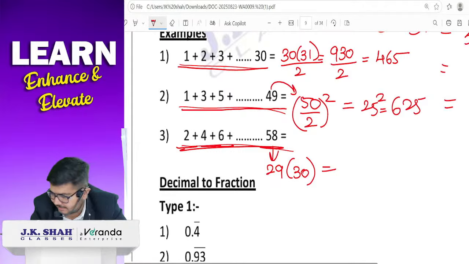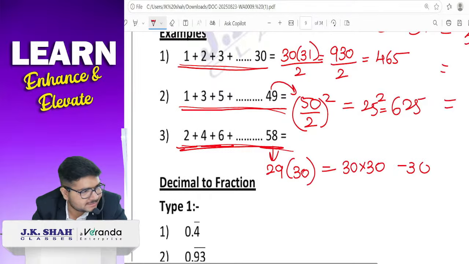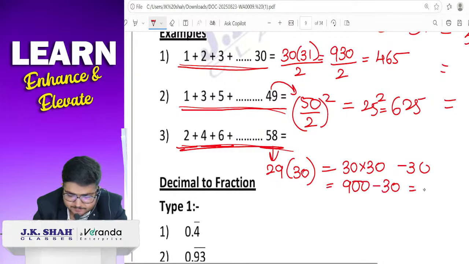How will you do 29 into 30? We will do 30 into 30 and we will subtract 30, right? I taught you, na? Understood? What is 30 into 30? 900. 900 minus 30 is 870. The answer is 870.